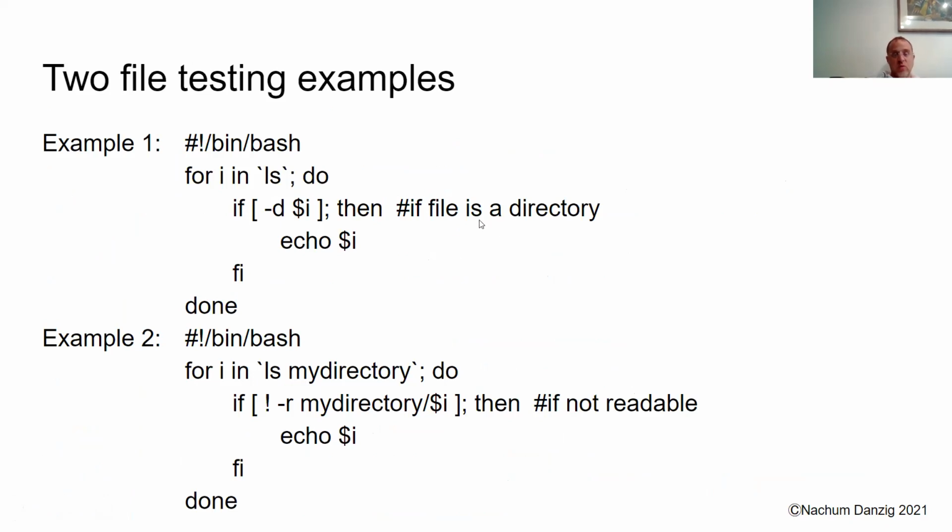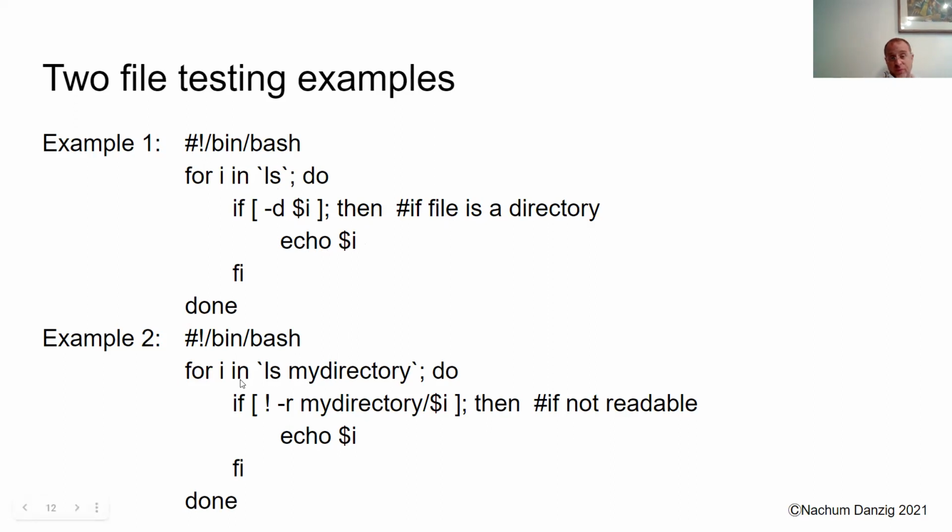Two file testing examples. So now that we understood that we can also test files, I can do for I in ls, that's going to be all the files in the directory, do if minus D on the file, if the file is a directory, that's what minus D means, then echo the file name. So I'm going to just print those file names that are actually not files, but directories.